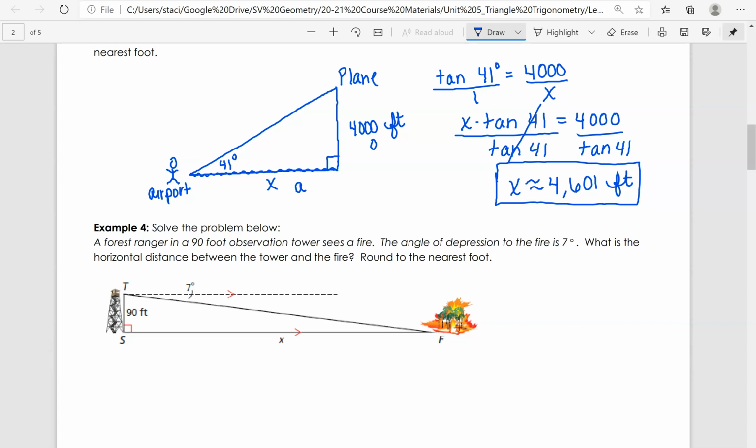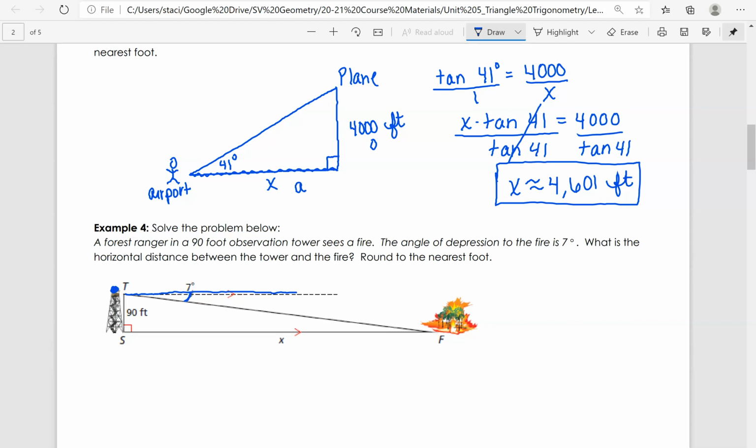So this person is sitting here in this observation tower, and this is the horizontal line, and he has to look down towards the fire. When he looks down towards the fire, it creates that 7-degree angle. But I'm being asked to find the horizontal distance between the tower and the fire. Right now, all I have in terms of that right triangle is the 90 degrees. I don't have any other information. I don't have the length of SF.